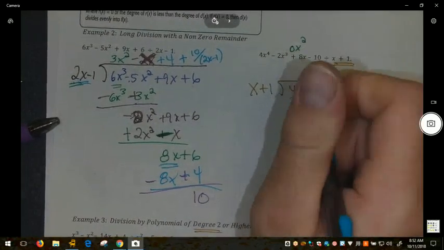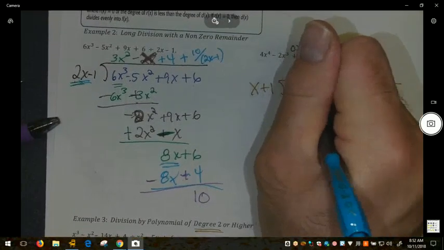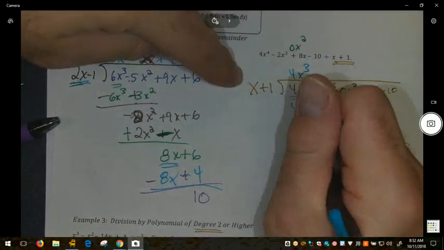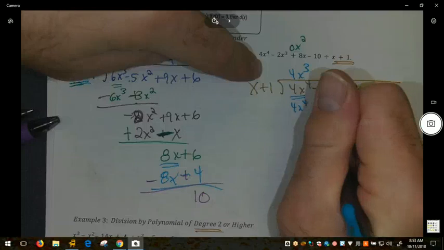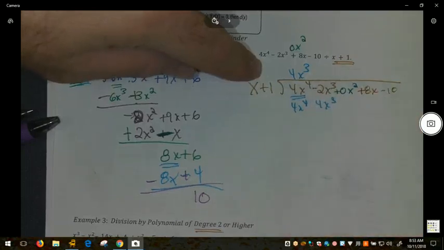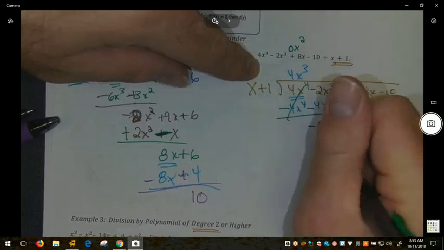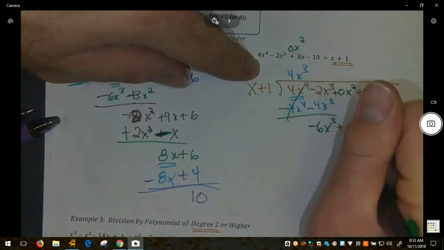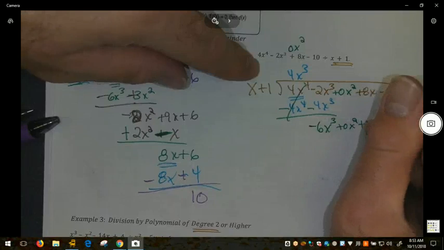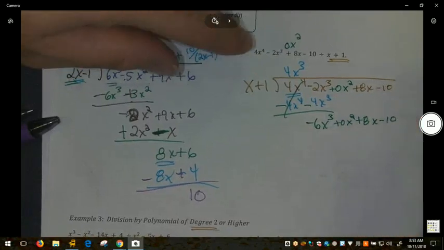Again, look at the first term, 4x to the 4th, so I need 4x cubed. When I multiply that by x, I get 4x to the 4th. By 1, I get 4x cubed. Change the sign on both terms, combine like terms, and copy down the rest of the polynomial function of the dividend.